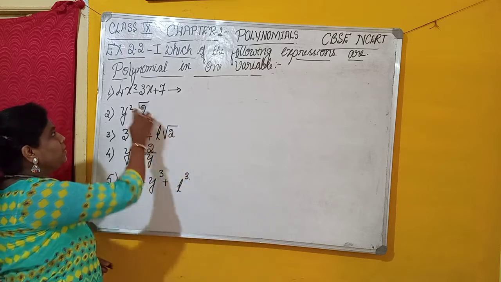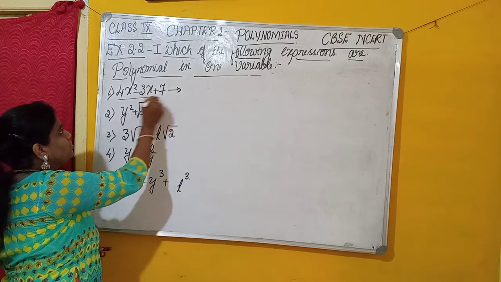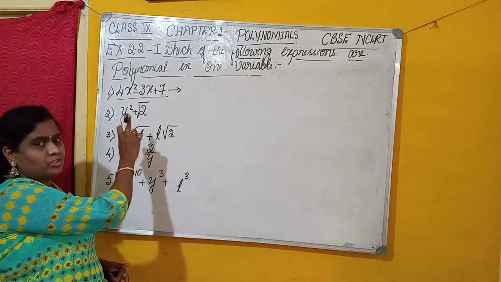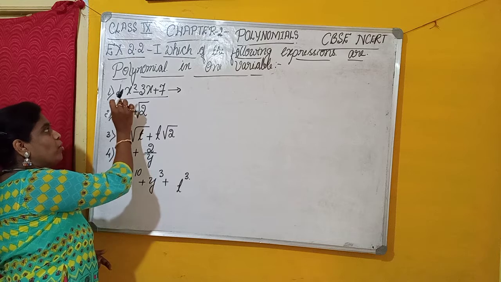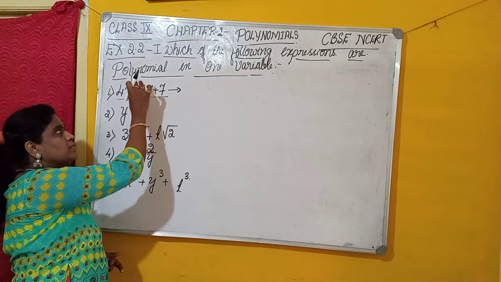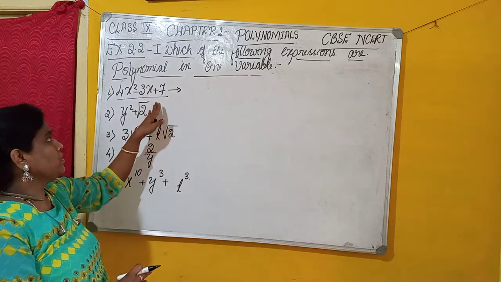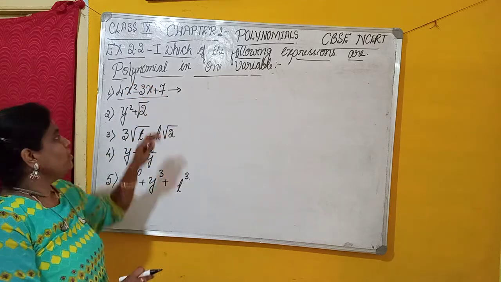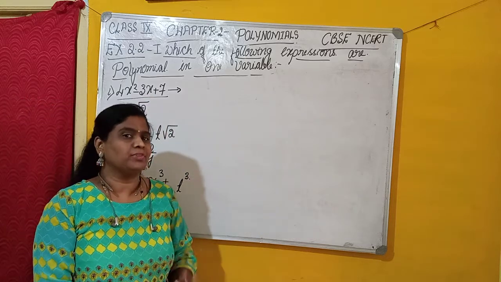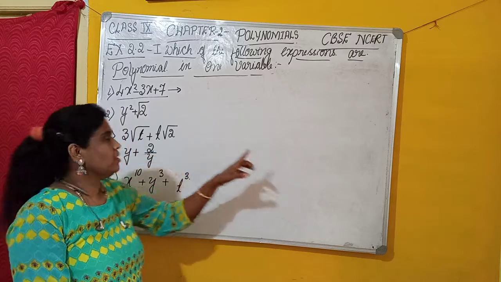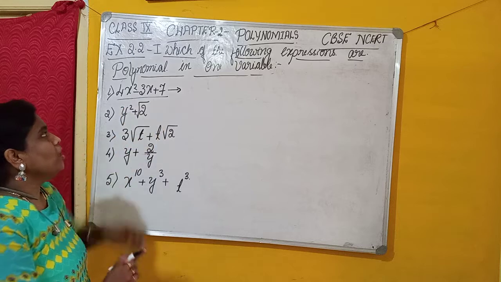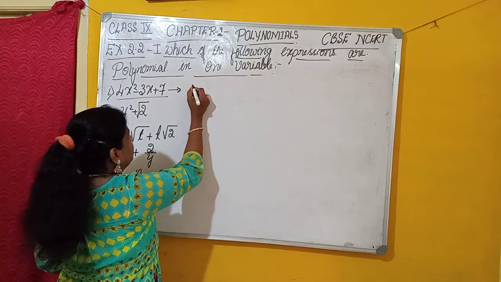Let us check. Here we have to check which variable is used in this algebraic expression. Here the variable used is x. In the first term it is x, in the second term it is also x, and here a constant is there. Therefore, we can say that only one type of variable is used, that is x, that is x squared and x. Therefore, we can say that it is a polynomial in one variable.